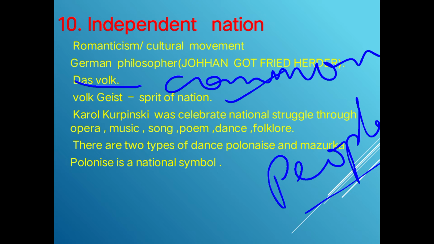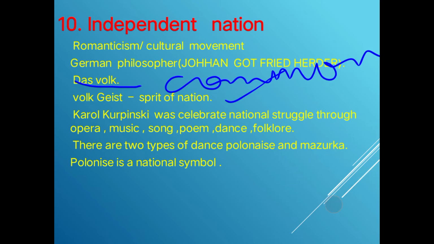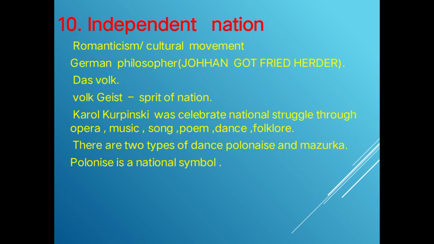Karol Kurpinski expressed that the nationalistic struggle can be made more accessible to the people through operas, music, song, poem, dance, and folklore. There were two types of dances which were used to express nationalism, or which became the symbol of nationalism. They were Polonaise and Mazurka.